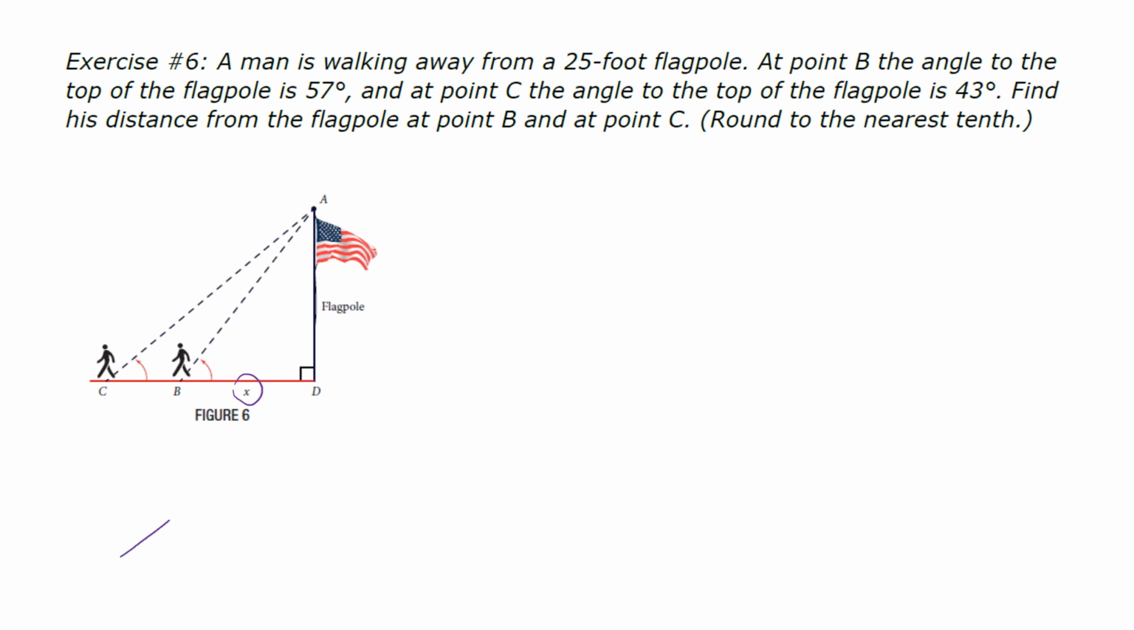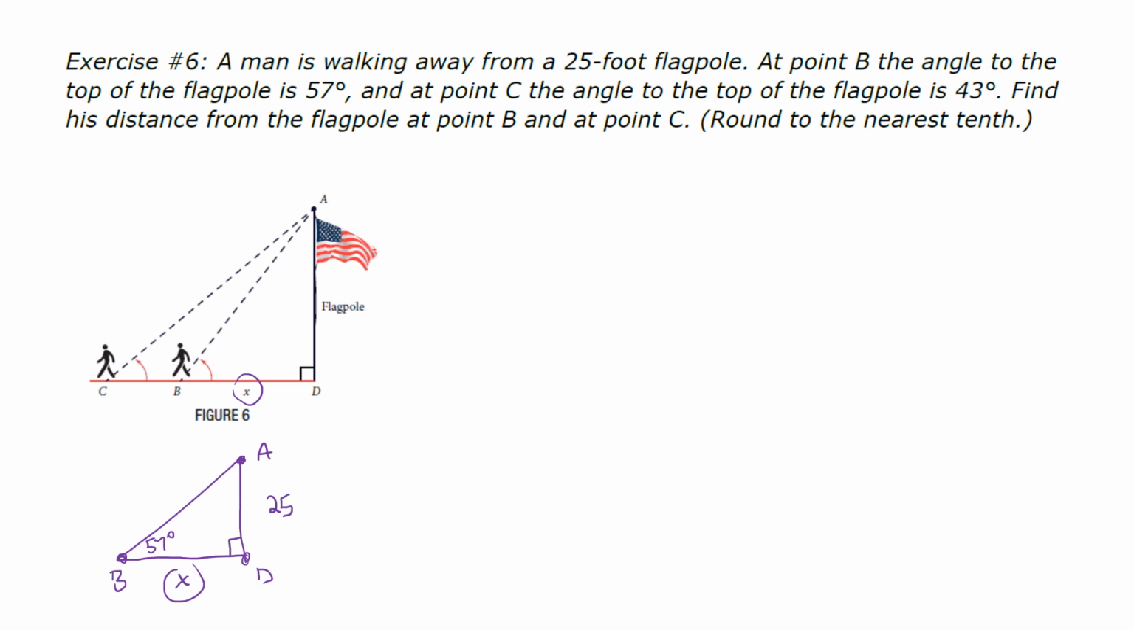So we have our triangle here. We have our right triangle. This vertex is D, A, and this one is B. We want to find X. We know the flagpole is from A to D, and that's 25. And the angle measure of B is 57 degrees.